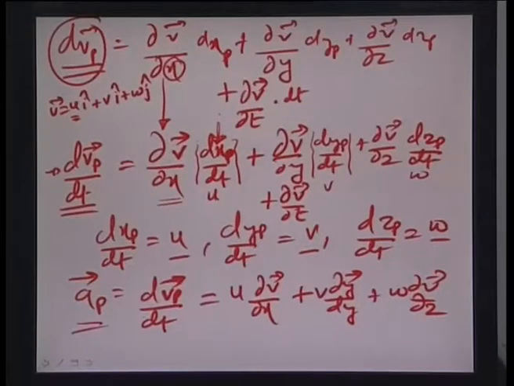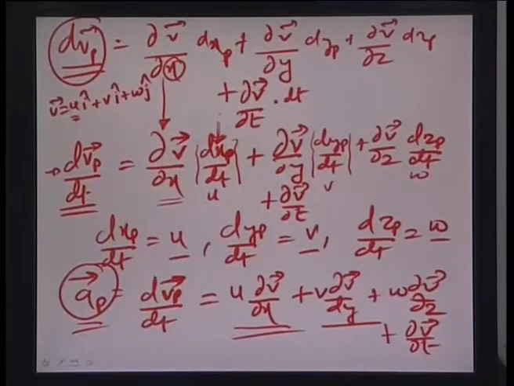So the acceleration of the particle can be represented as u dv by dx plus v dv by dy plus w dv by dz. Let me quickly rub this out and write this again, and that is what the acceleration vector ap is. And then of course there is del v by del t, the rate of change of velocity v with respect to time t. That is how you have defined the acceleration.